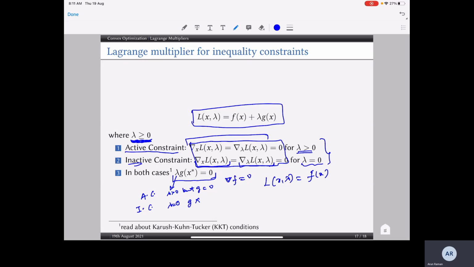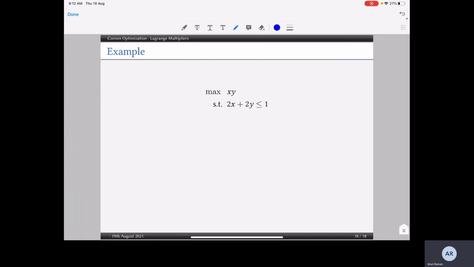If you are interested, you can read about the Karush-Kuhn-Tucker conditions. It is a very popular term, where in seminars people just talk about KKT conditions, KKT conditions. KKT conditions are just what we have discussed here, but they would be written more formally in the textbook. So if you want, you can read about them.